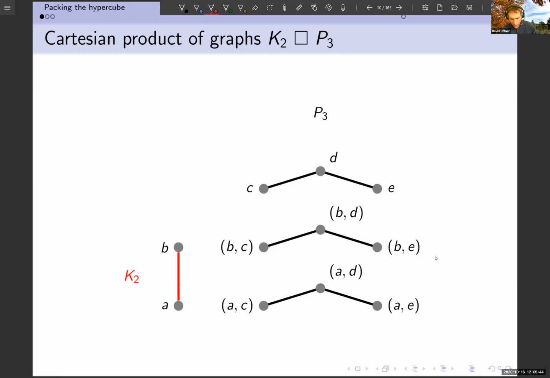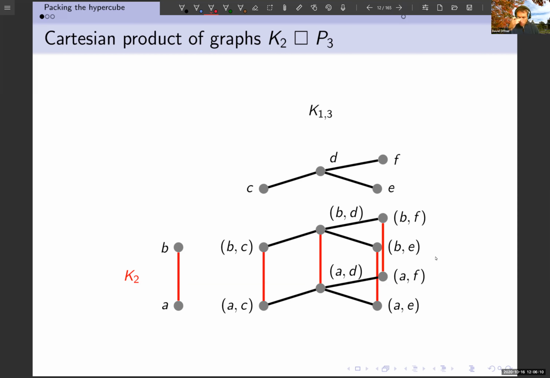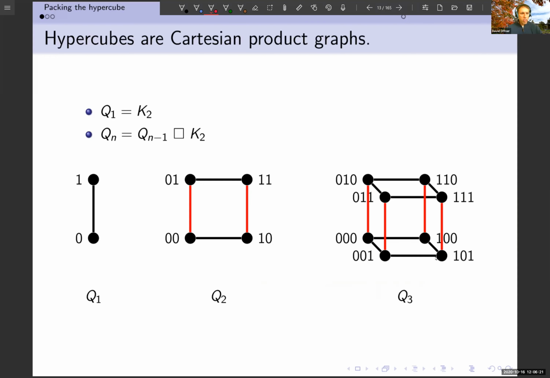When we do that, what are they differing in here? The second coordinate, so we get 2 what we'll call horizontal copies of P3, one for each vertex in K2, and we get 3 what we'll call vertical copies of K2, one for each vertex in P3. For any 2 graphs, we can take some Cartesian product like this. As a second example, if we took K2 with K13, we would get this Cartesian product.